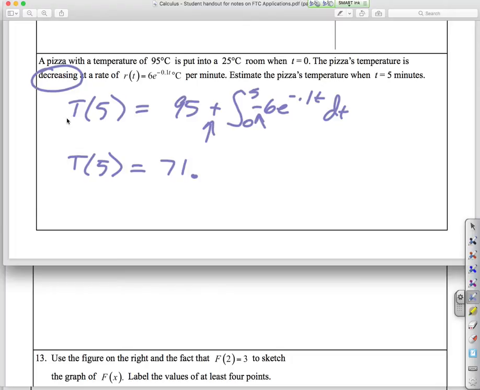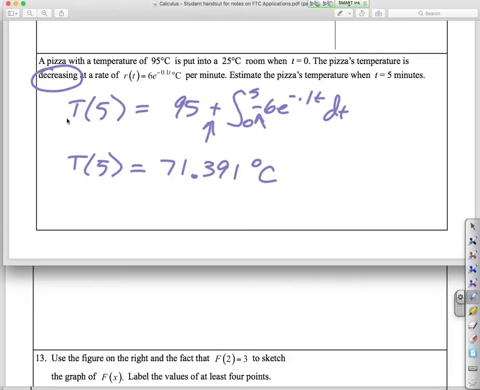How do we get the integral symbol again? Shift plus. Good. 71.391. And what are my units on this? Degrees Celsius. So 71.391 degrees Celsius.